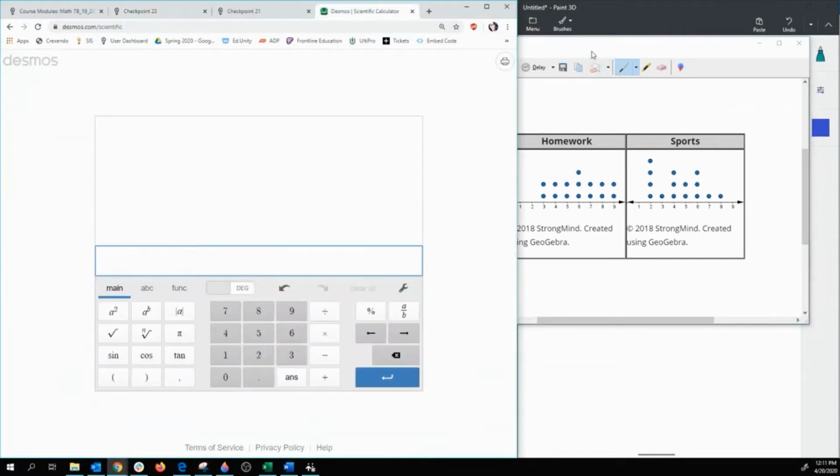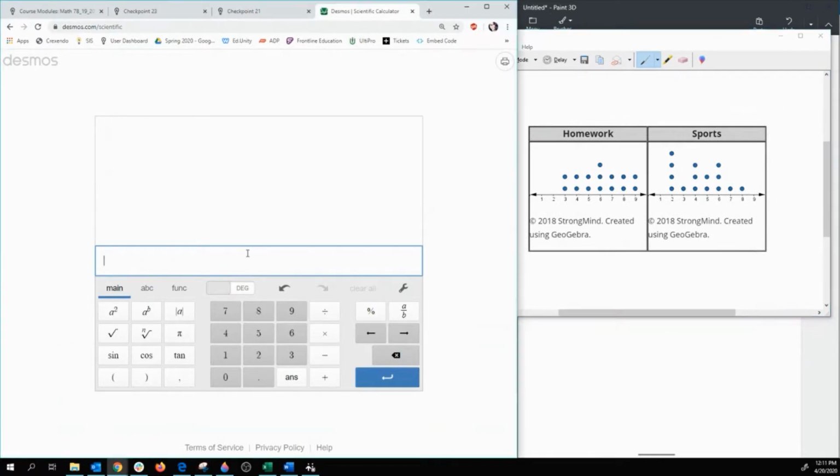To find our average, I'm going to add all of these together. I'm going to start with homework. So 2 dots above 3, 2 dots above 4, 2 dots above 5, 3 dots above 6, 2 dots above 7, 2 dots above 8, and 2 dots above 9. So we have 90, and dividing it by the total number of dots. So this is 4, 6, 8, 10, 15.